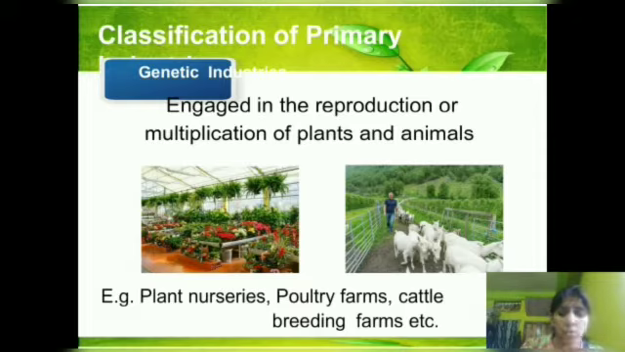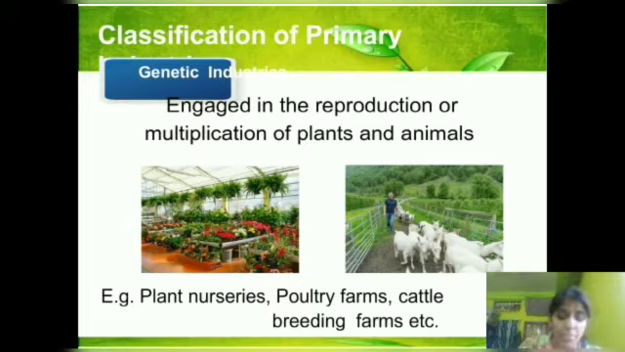Okay. Coming to the next topic, we have genetic industry. Genetic means they are engaged in the reproduction or multiplication of the plants and animals. They are just reproducing them, multiplying them. So they must be having any poultry farm or say breeding farms where they are keeping them, looking after them, multiplying them, means increasing their number. Plant nurseries are examples. Cattle breeding farms are the examples. So all these come under genetic.